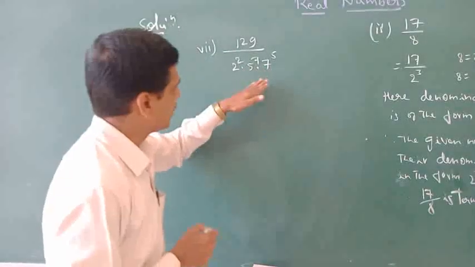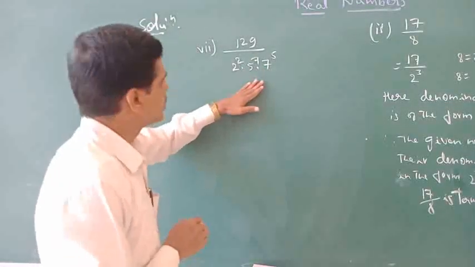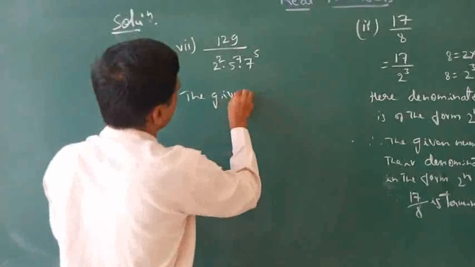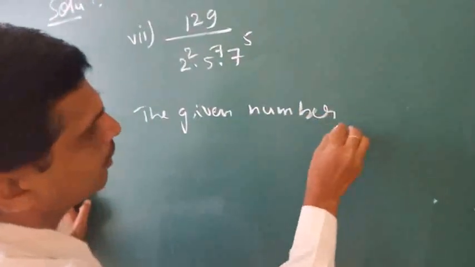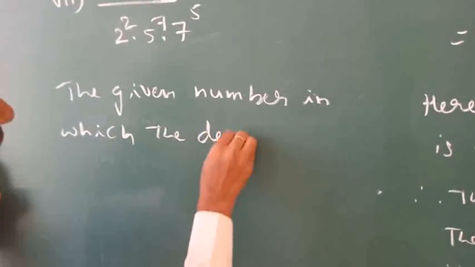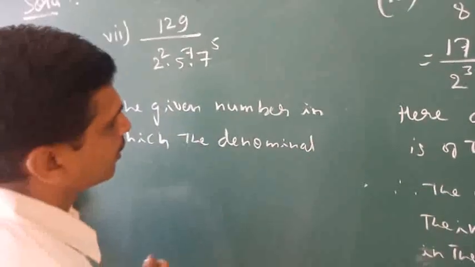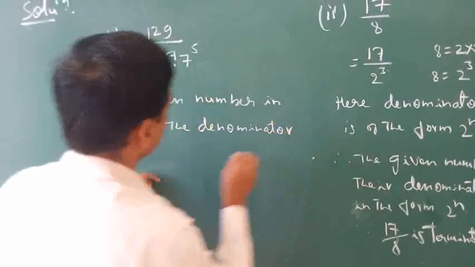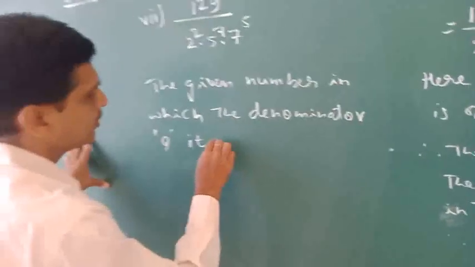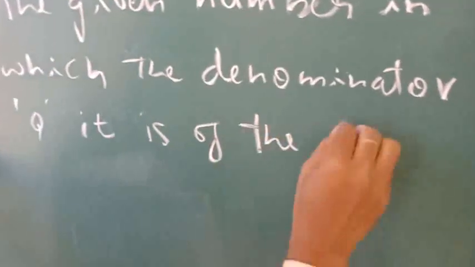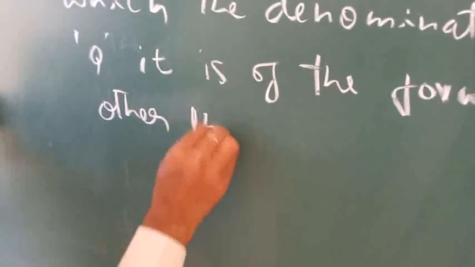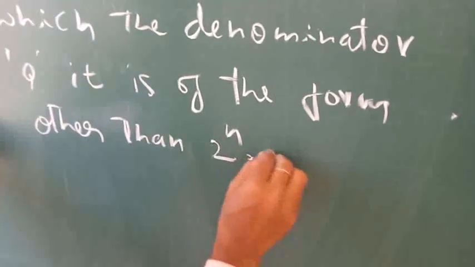Based on theorem number 1.7, I would like to explain the given number, in which the denominator, consider the denominator q, is of a form other than 2 to the power of n into 5 to the power of m.